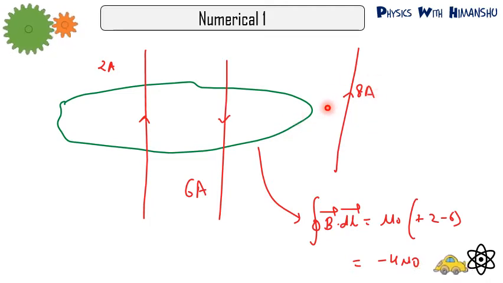So if someone asks you, with the help of Ampere circuital law, can we find out the value of line integral? Yes. Can we find out the value of magnetic field at all the points? Suppose I ask you to find the value of magnetic field at this point. It is not possible with the help of Ampere circuital law. We'll need something else also. So you have to learn how to use Ampere circuital law.